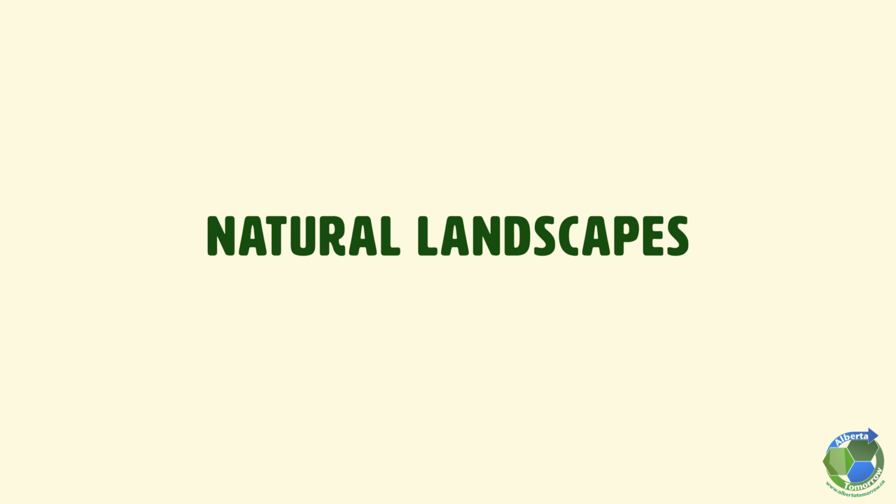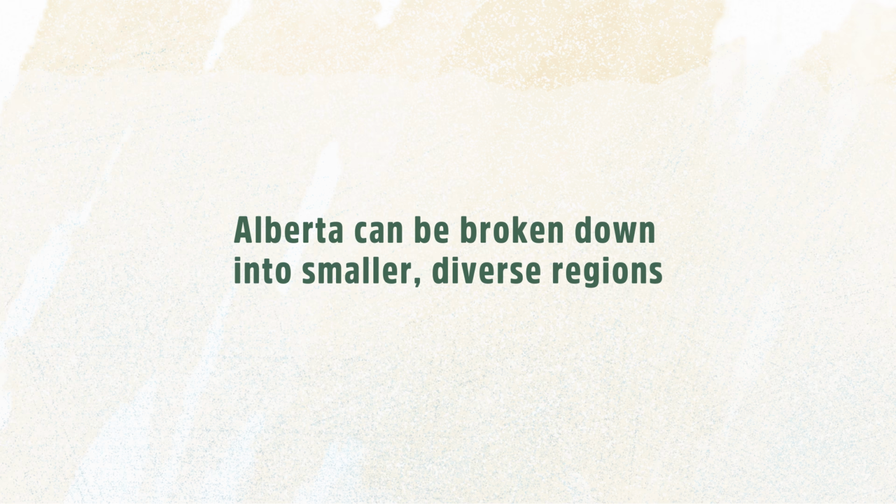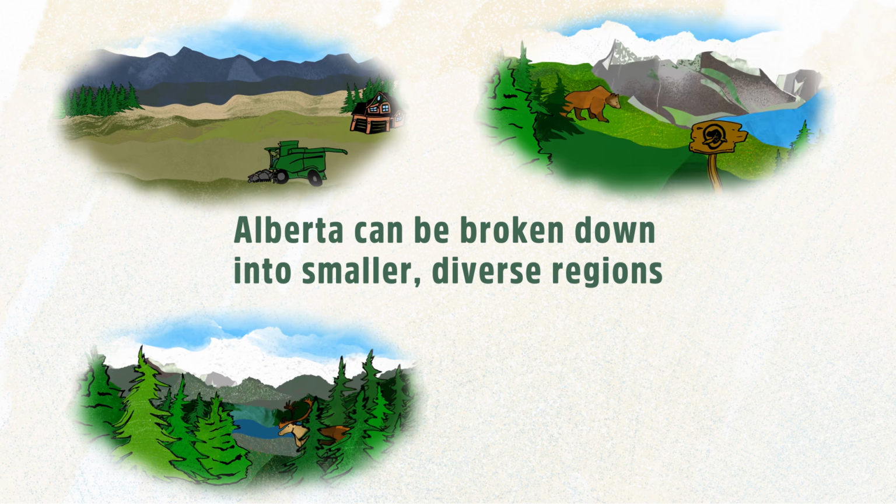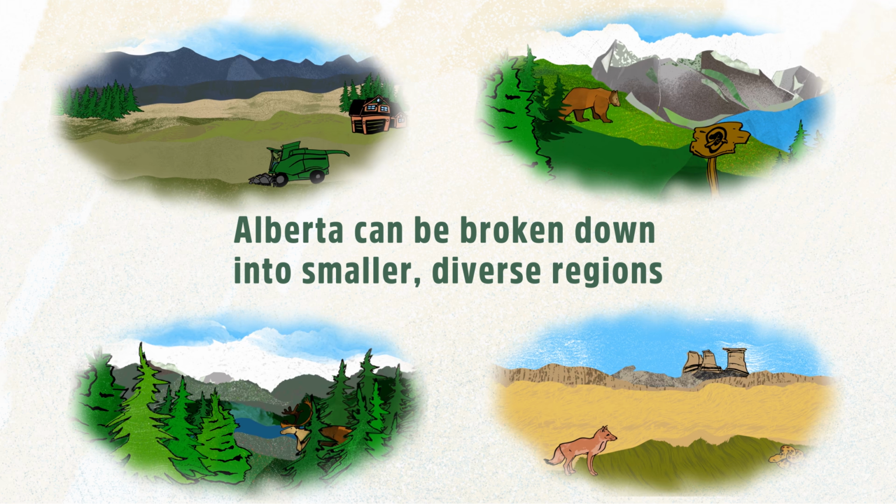Biomes are large-scale ecosystems around the world. Areas like Alberta can be broken down into smaller regions. Alberta boasts a great diversity of ecosystems ranging from prairie to dense coniferous forest, to high alpine glaciated areas, to deeply carved badlands.